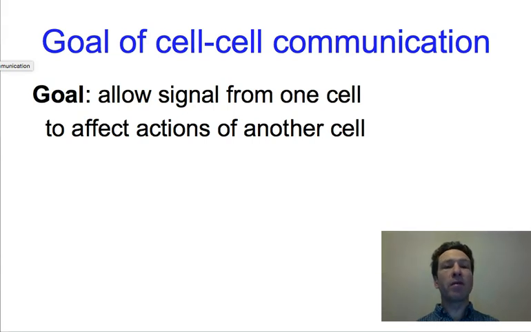Let's keep in mind throughout this whole thing, the goal of cell-cell communication is to allow one cell to send a signal that will affect the actions of other cells. Given that many organisms are multicellular, then for that organism to be able to efficiently survive and accomplish its goals, its cells need to work in a coordinated manner. And this means that the cells need to be able to communicate with one another.